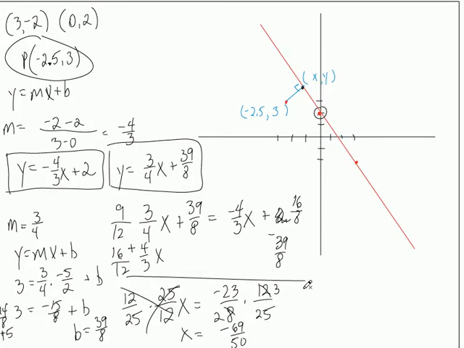All right, now we got to solve for y now, don't we? Which one do you want to do? Let's do this one. Because if I put a 50 up here, the 4 will go into 50, right? Well, it won't go even, but at least something goes into it. All right, so let's do that one. So y equals 3/4 times x, which is negative 69 over 50, plus 39 over 8.